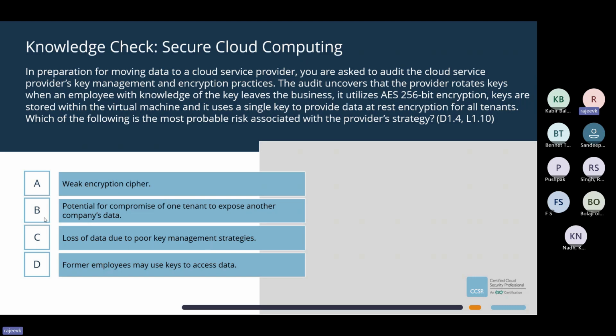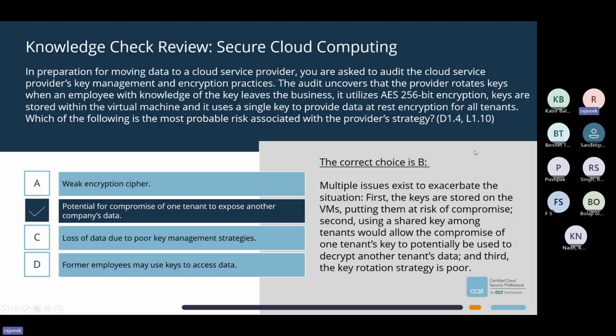If you compare between B and C, B is right now at the top. Former employee may use key to access data. Yeah, this is also possible, but because it is asking for the most probable risk, B is one of the most dangerous, which can actually impact multiple tenants, and definitely the provider as well. Great. So overall, these are some of the key things we have. Now let's move on. The correct answer is B only.